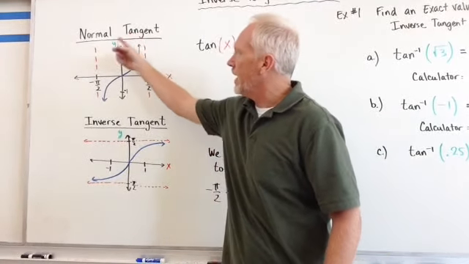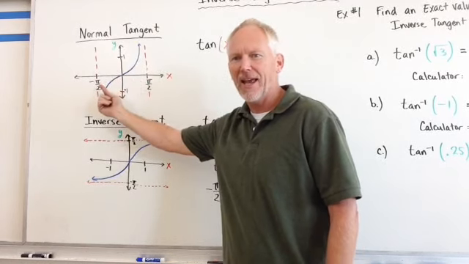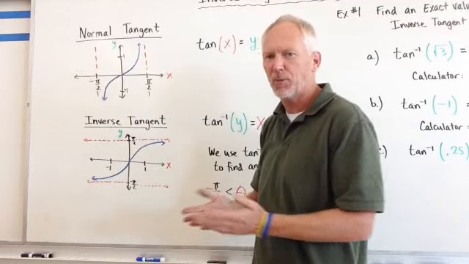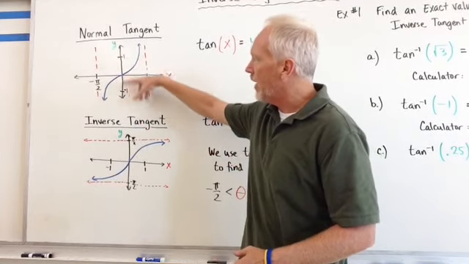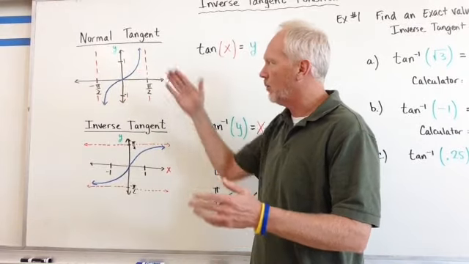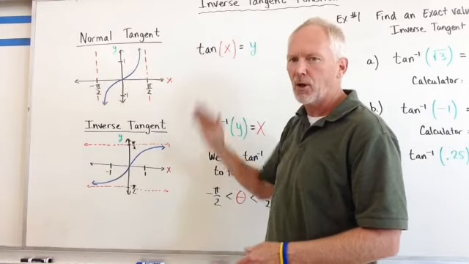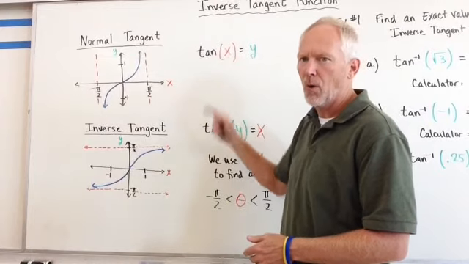Well, the normal tangent function runs between pi over 2 and negative pi over 2. Remember, we have natural asymptotes that occur at those two places. And then 1 and negative 1 are where those right and left shoulder points are as we map it out for normal tangent. And that just keeps repeating and recurring. So we have tangent of x, some x is equal to y.